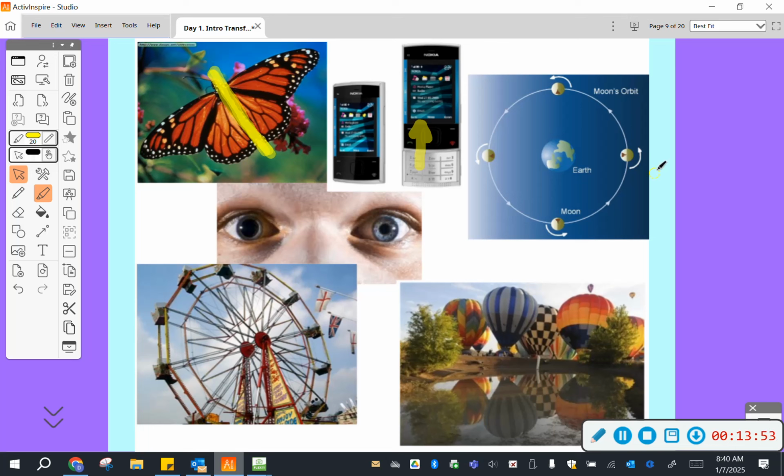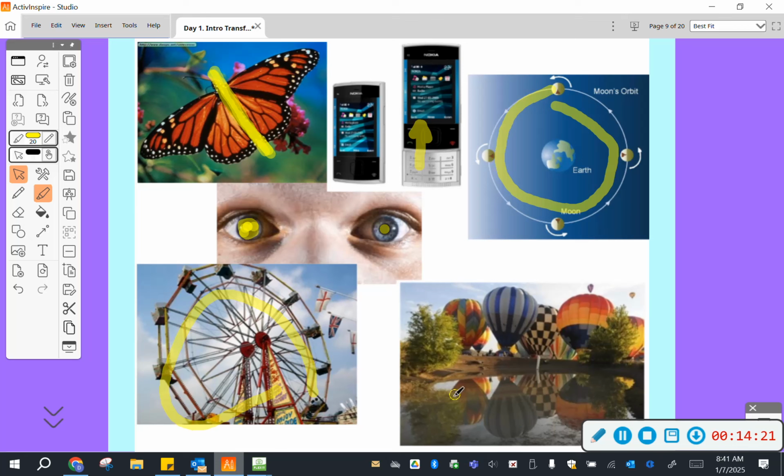All right. What about the moon around the sun? Not Earth. The moon around Earth. Rotation. The moon is rotating around. What about eyes? Eyes are what? Do you see how this black part is getting bigger right here? That is the dilation. All right. What about Ferris wheels?